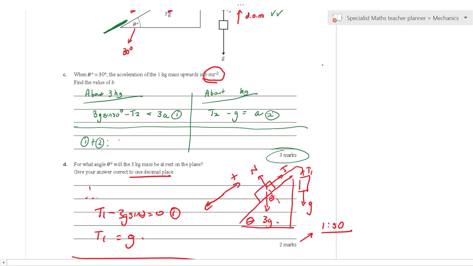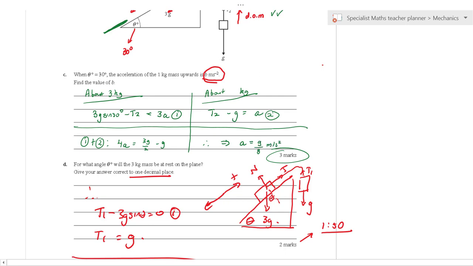Which is going to give us 4A is equal to 3G sine 30, which is 3G on 2, minus T2 plus T2. That's the trick, isn't it? They're going to cancel out. And then we've just simply got minus G. Therefore, we've got 3G on 2 minus 2G on 2, so we can go straight to the answer. A is equal to G on 8 meters per second squared.